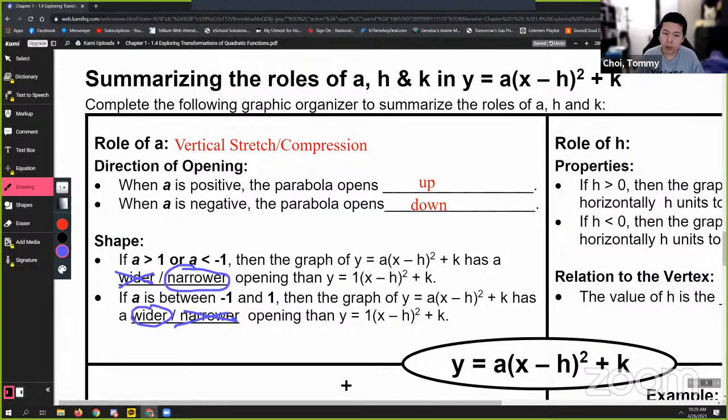What helps a lot with determining whether it gets stretched, thinner, or wider is to ignore the sign and just look at the number. The number is all that matters. If the number is bigger than 1, regardless of positive or negative, it's narrower, it's thinner, it stretches. If the number is a decimal smaller than 1, it compresses, it gets wider. Okay?